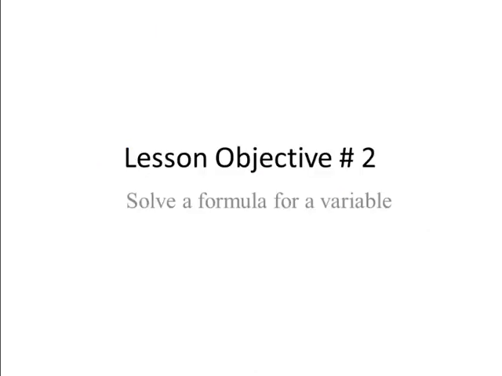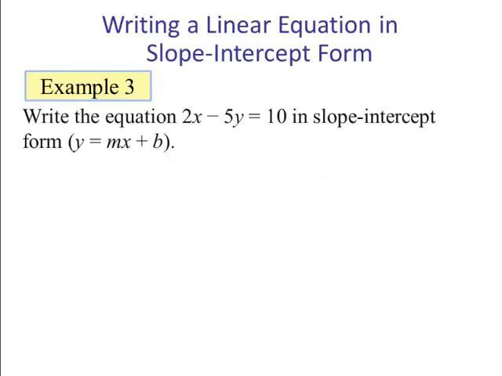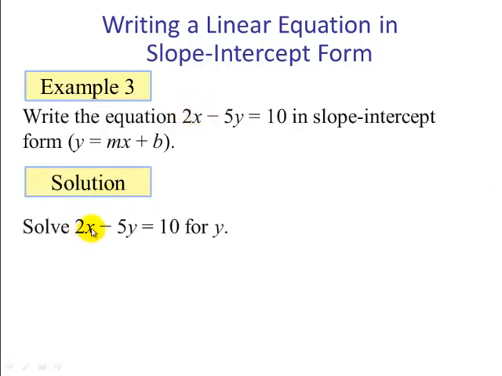Lesson objective. Example 3. Write the equation 2x minus 5y equals 10 in slope-intercept form. And if you recall, that's y equals mx plus b. We want to isolate the y. So that means we need to get rid of the minus 5. We need to get rid of the 2x. So what do we do first?